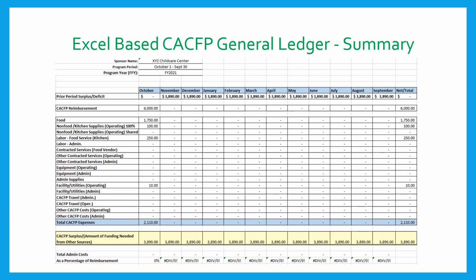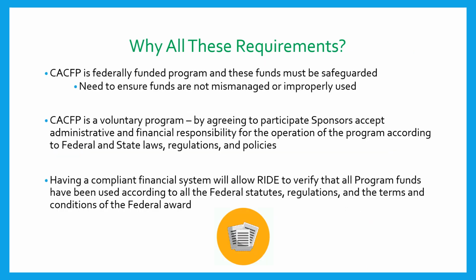Also included within the CACFP General Ledger is the Summary tab, which summarizes the totals of CACFP reimbursement and all of the expense categories. This is not representative of a full month's activity, only a summary of the 3 examples we went over in this presentation. The Summary tab will also calculate the monthly CACFP surplus and deficit and the surplus and deficit for the fiscal year. I'd like to note that for the months of November through September, the previous month's surplus and deficit is automatically carried forward via formula.